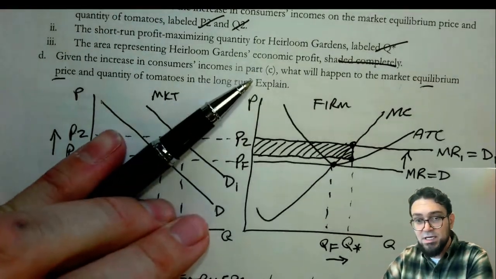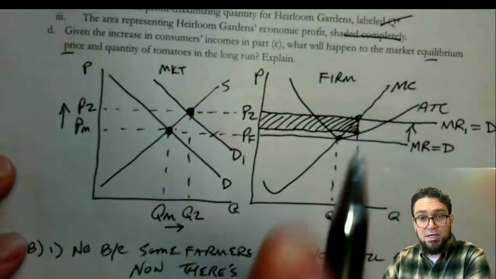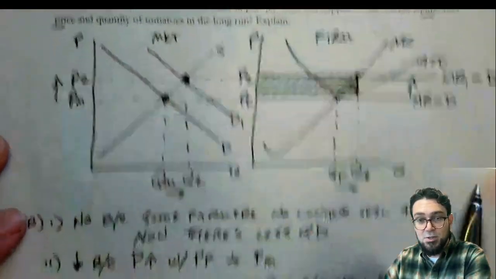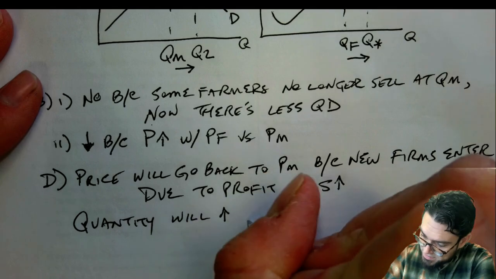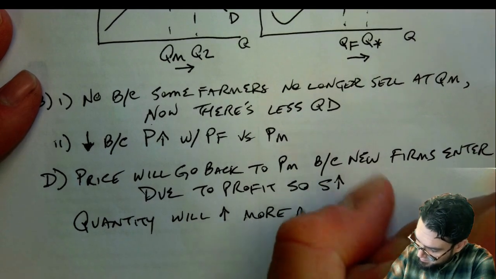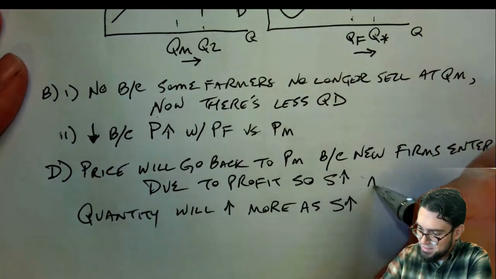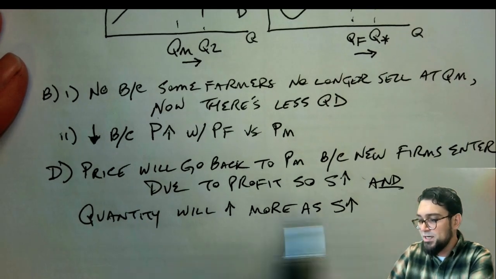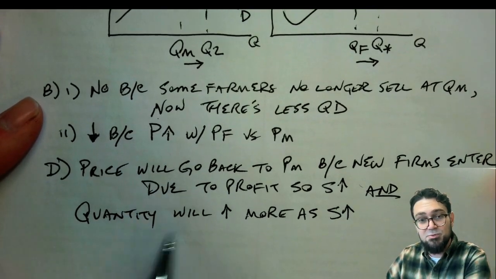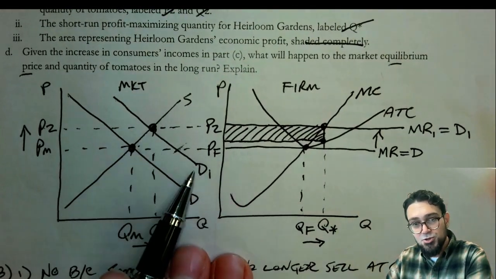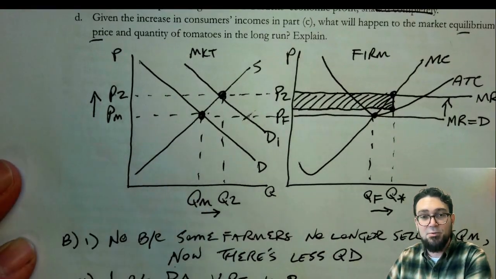Think about what would happen to quantity if the supply curve shifts to the right over to here. You're going to have an even bigger quantity, right? So what will happen to the quantity in the long run? It will go up even more, will increase more as supply increases. And so we can say, and quantity will increase more as supply increases. So really this is just saying what will happen to the price, what will happen to the quantity. There would be a larger quantity, but the price will return right back to where we started again with P sub M.